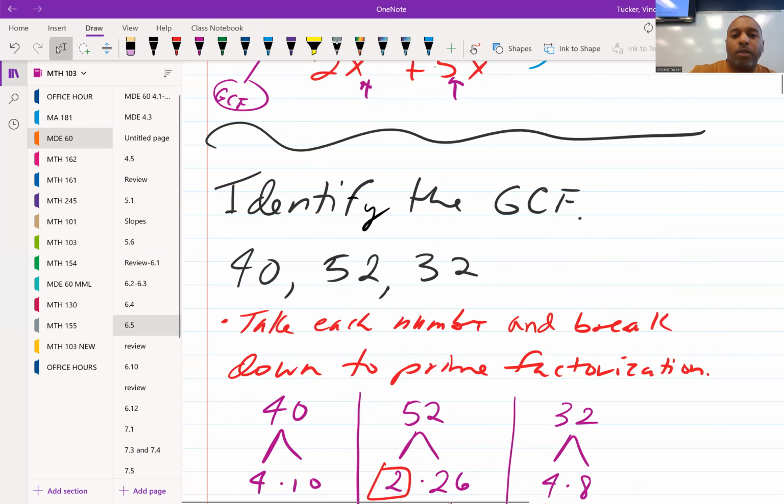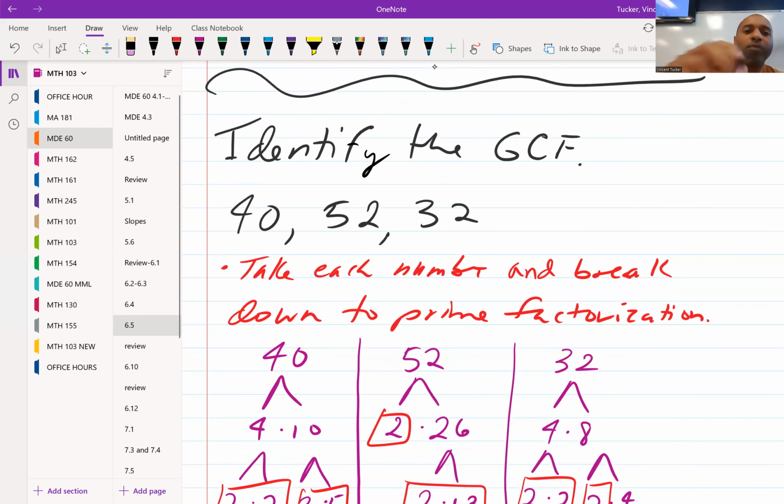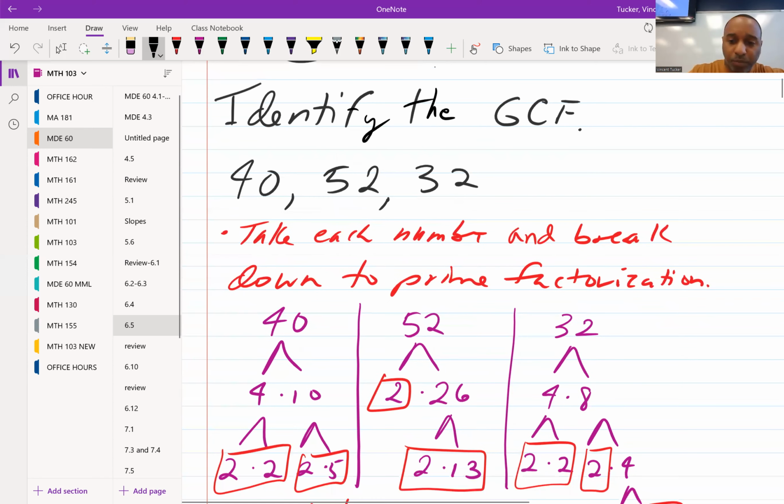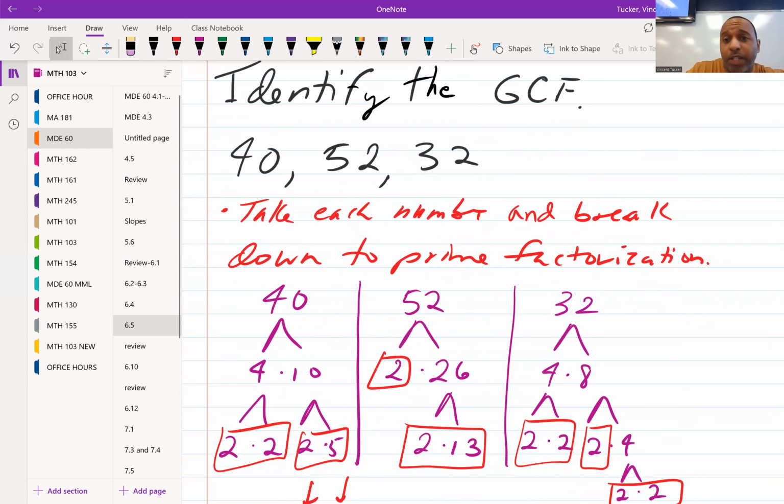All right. So let's talk about identifying the GCF, greatest common factor. If we have the numbers 40, 52, and 32, we want to know what's the greatest common factor. In other words, what's the greatest number that can divide into each of these numbers evenly? So what you want to do is take each number and break it down to prime factorization, to prime numbers.